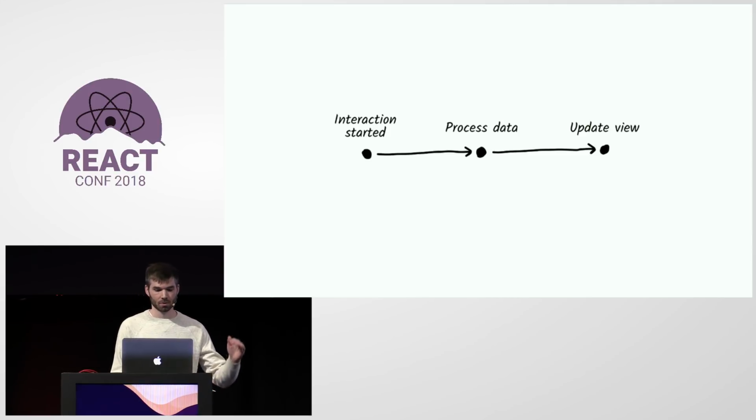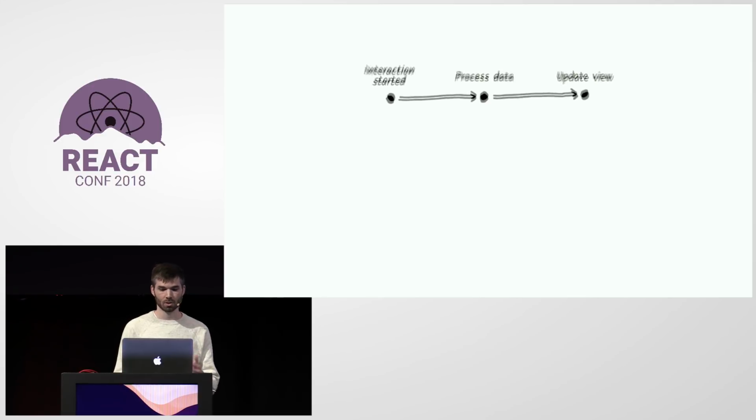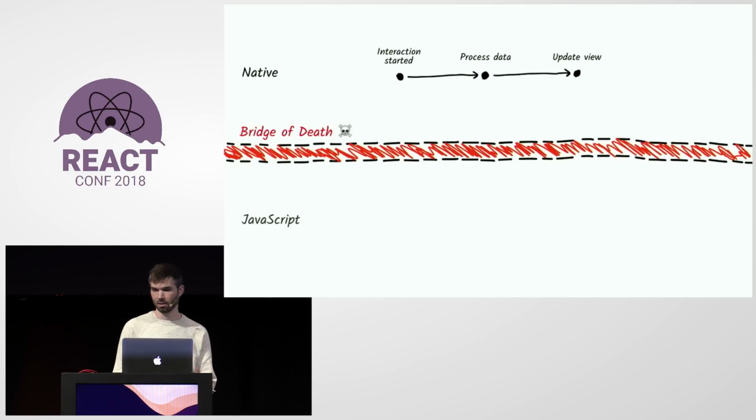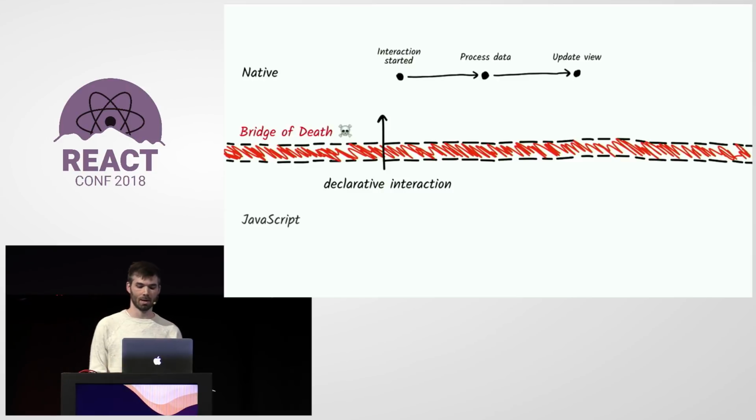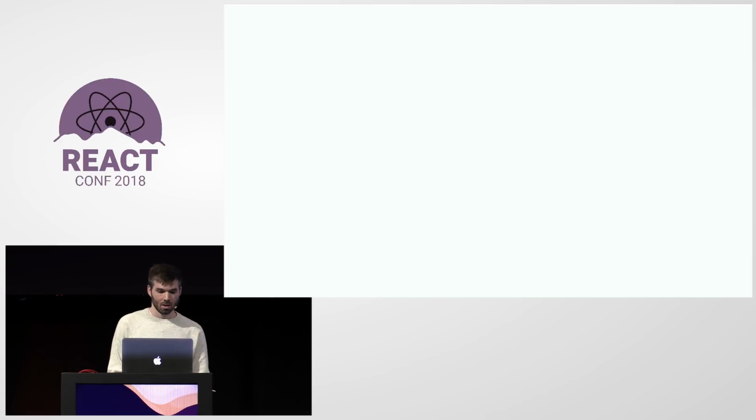So you have this whole pipeline. The interaction starts. You might process the data, multiply it by some values, or do some kind of cool spring animation, and then update the view. You want this all to be on the native side and never across the bridge of death. So the way we get around this is we provide declarative forms of everything and pass it on to the native side. Okay, so we got around it, sort of, right?